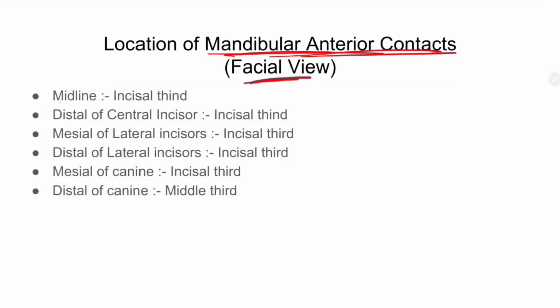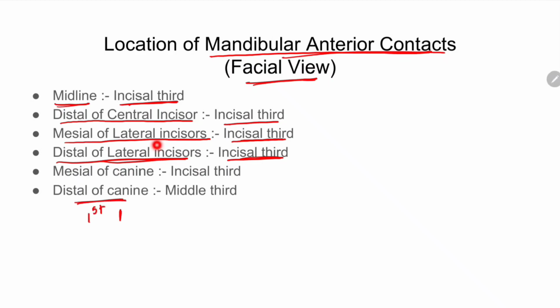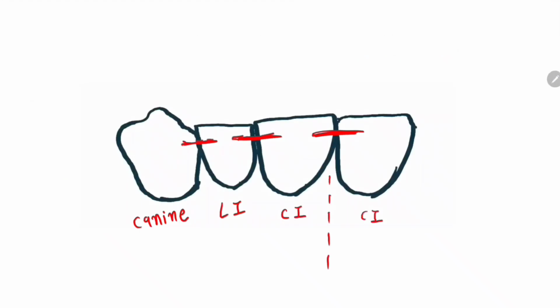So see here, in the midline it is over the incisal third, then for distal of central incisor, again incisal third, then mesial of lateral incisor, it means between central incisor and lateral incisor, incisal third, between lateral incisor and canine, incisal third, and the distal of canine, it means between canine and first premolar, it is present over the middle one third, right?